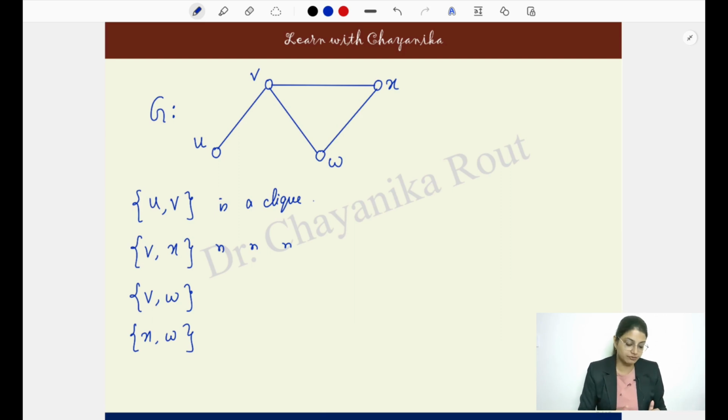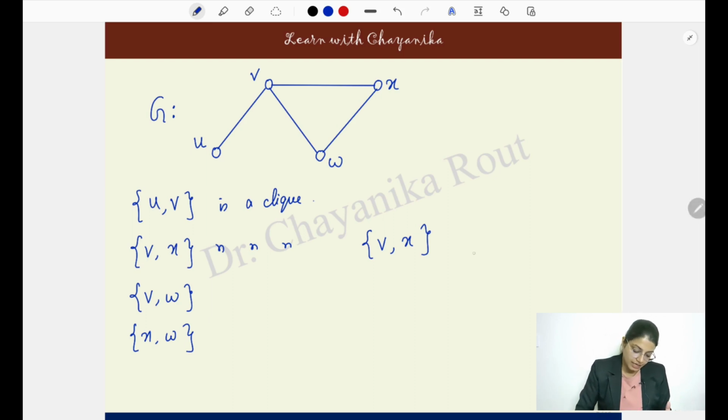Next you have to check for VX. So given V and X, can I extend this clique further? See, can I enter the vertex U here? If I enter the vertex U, U will be adjacent to V as it is in the graph, but U is not adjacent to X. So definitely V, X, U, these 3 together will not form a clique.